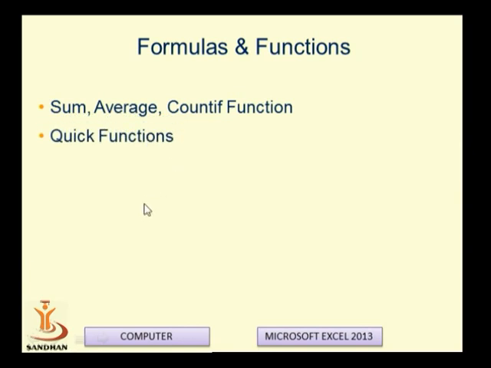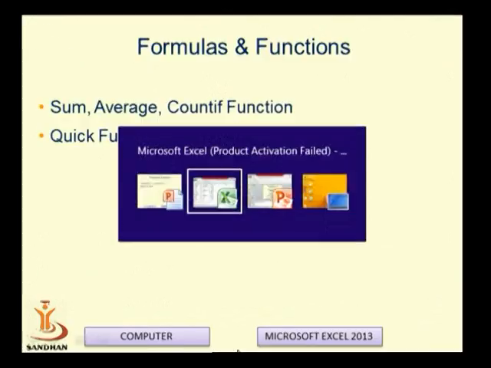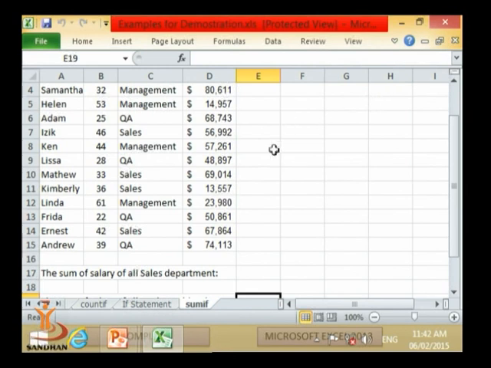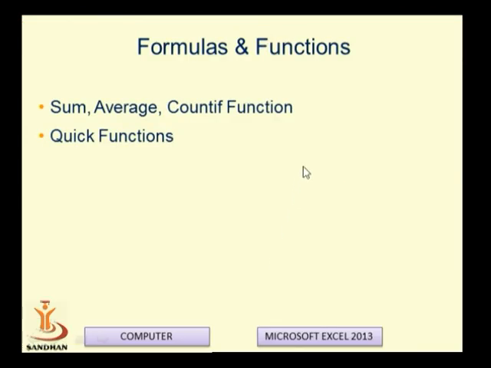Some quick functions are also available by selecting the menu options. In the menu options, if you want to perform a sum or average, you can directly select the sum or average function. Suppose you want to make a sum, then in the menu options there is a sum button. If you click on that sum button, it will directly calculate all the data in a range. So by using quick functions, you can also use the sum function.